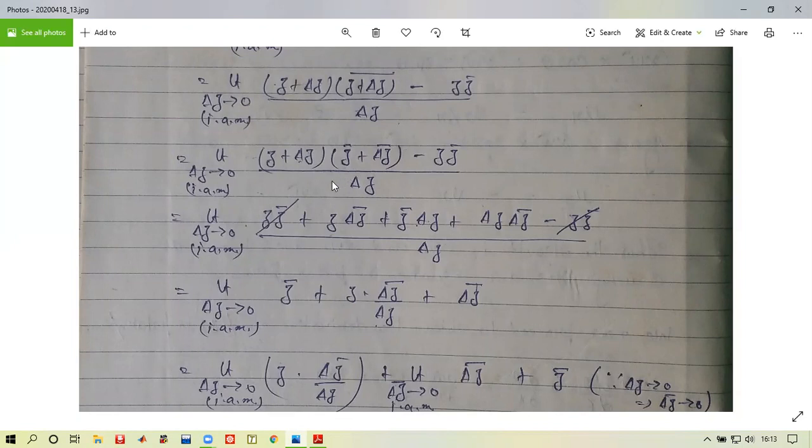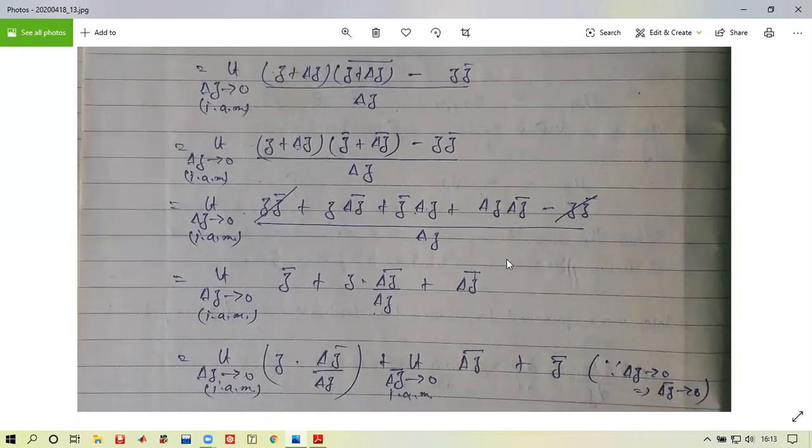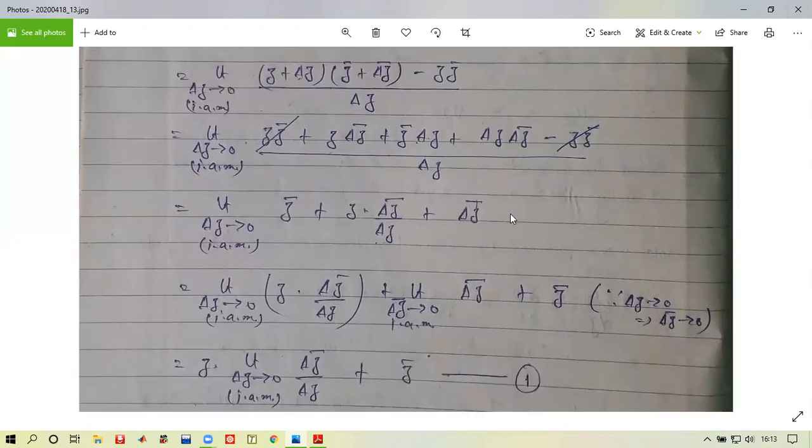And we can simplify this by multiplying these. We get z z bar plus z delta z bar plus z bar delta z plus delta z delta z bar. Here, the first and last term cancel out, and finally after division by delta z, limit delta z tends to 0 in any manner, we get z bar plus z into del z bar by del z plus del z bar.